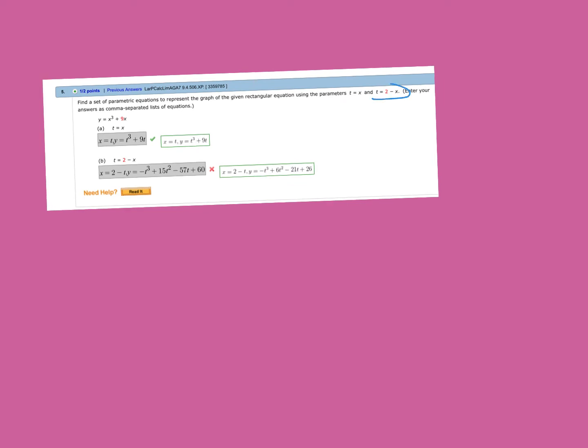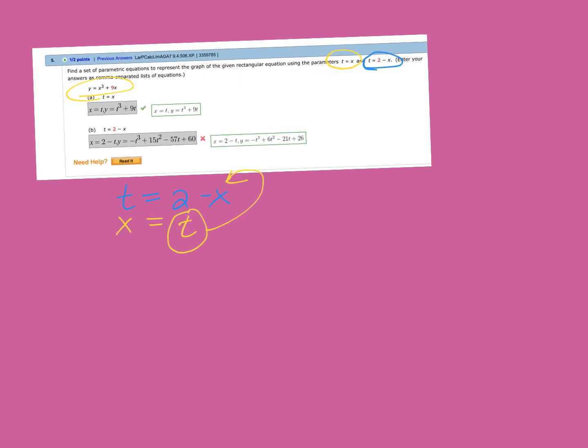So 5b says, here's my first parameter is t equals x squared minus x, and x equals t here. So if x equals t, then in place of that, I'm going to plug my... wait a minute, hang on, sorry. Find a set of equations to represent the graph using the parameters. The y equals x cubed plus 9x. This one? Yes. Oh, I got you. That's the question. Yep.